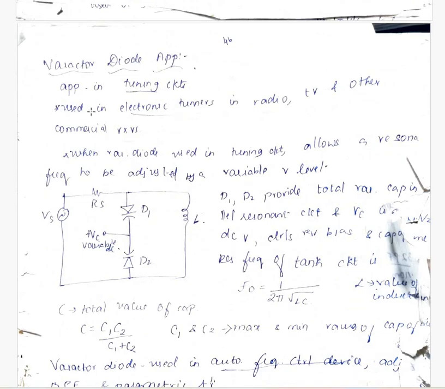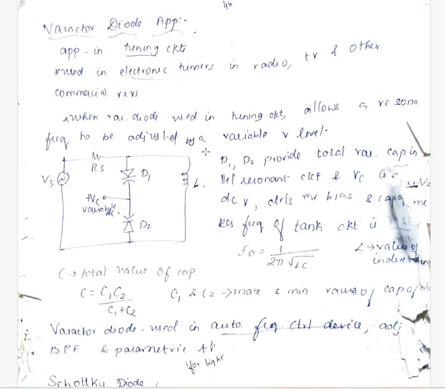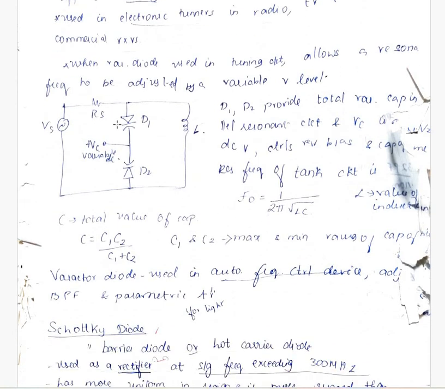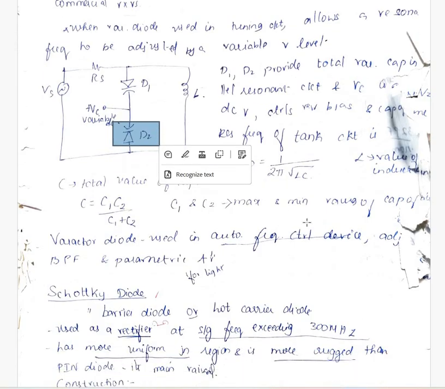It can be used in tuning circuits, in electronic tuners, in radio, TV and other commercial receivers. When the Varactor diode is used in tuning circuits, it allows a resonant frequency to be adjusted by a variable. So F naught equals 1 by 2 pi root LC. Here we have two capacitances, C1 and C2. So C is C1 C2 by C1 plus C2. C1 and C2 are maximum and minimum values of the capacitances.